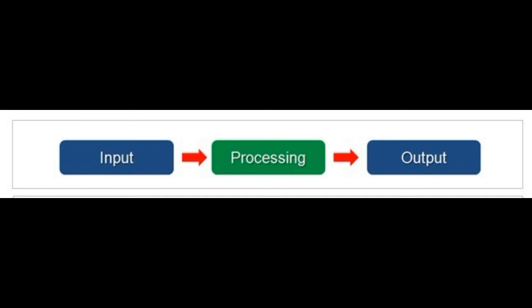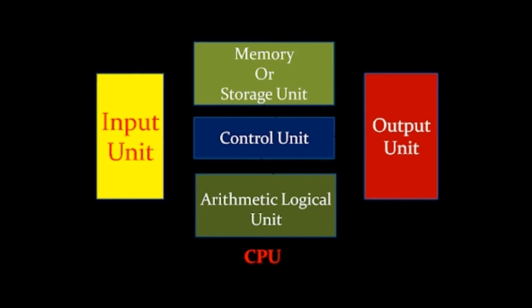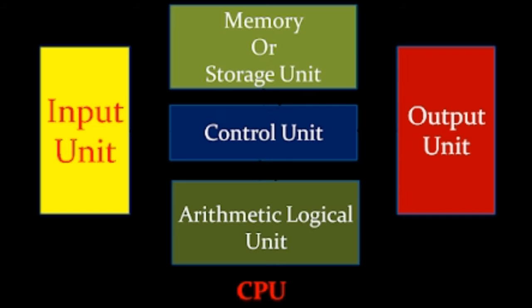Now we can explain the block diagram of a computer. A computer has various components and performs specified tasks. It contains an input device, CPU, and output device. Number one, input device. An input device is used to get information from the user, such as mouse, keyboard, scanner, joystick, light pen, etc.